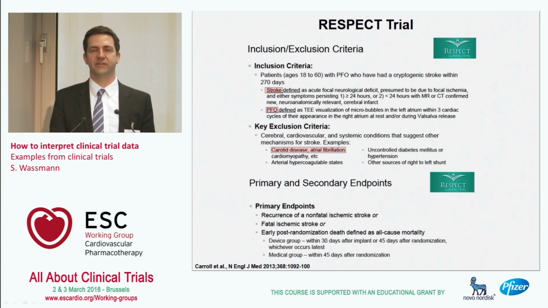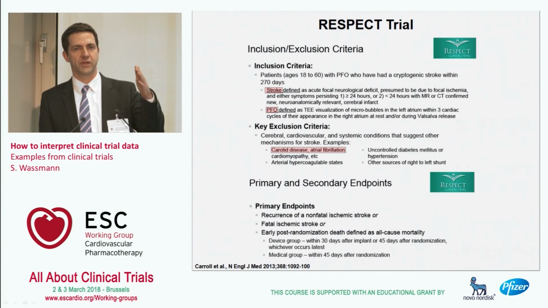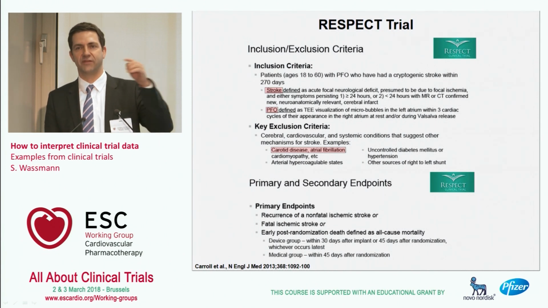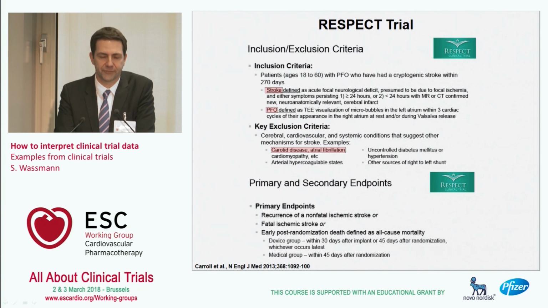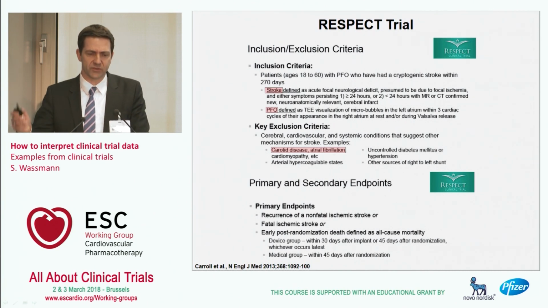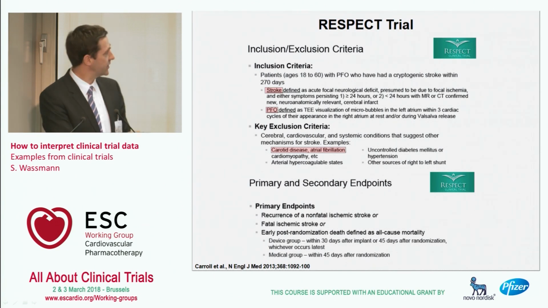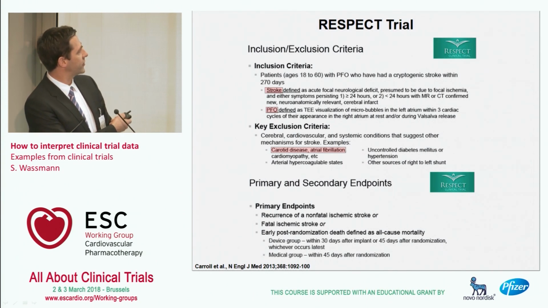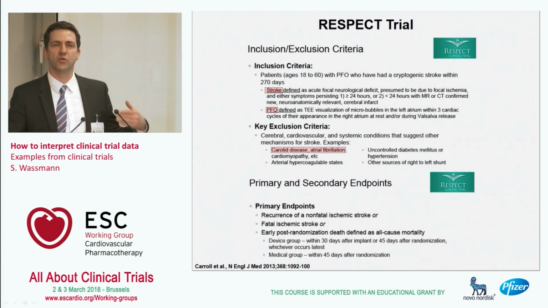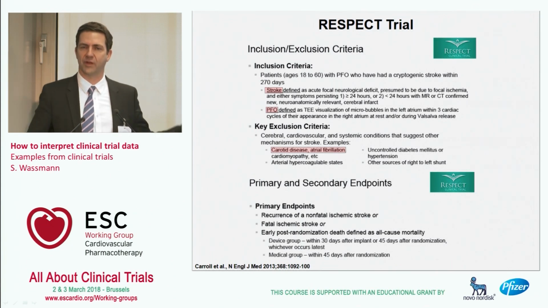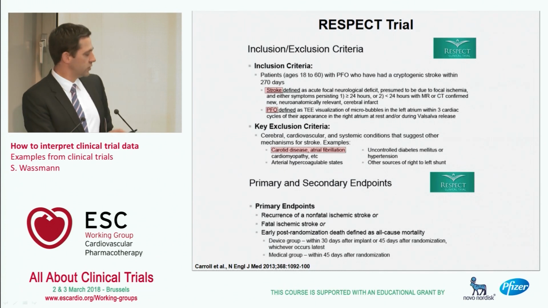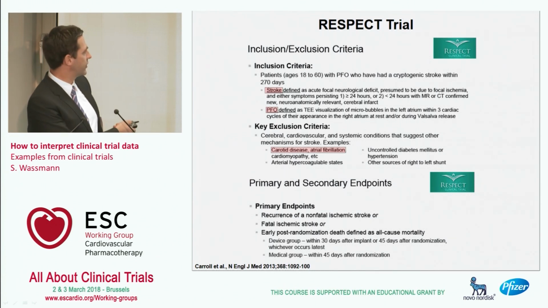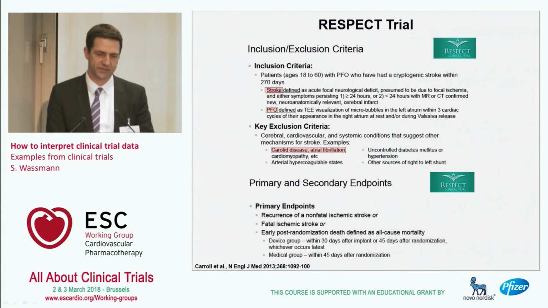Because you know that in these patients, clots may cross through the PFO from the right side to the left side of the atrium and then cause ischemic strokes. We know this. So basically, the RESPECT trial looked exactly at this. So cryptogenic stroke and PFO, and patients who had other explanations for a stroke, for example, carotid disease or atrial fibrillation, were excluded. Okay? So, and the endpoint was recurrence of non-fatal ischemic stroke or fatal stroke. Okay? So this was basically what was tested in the trial.